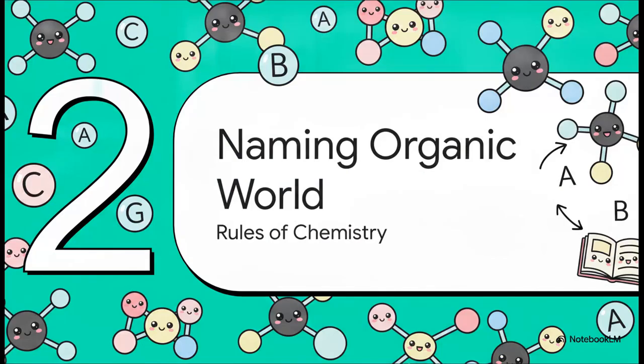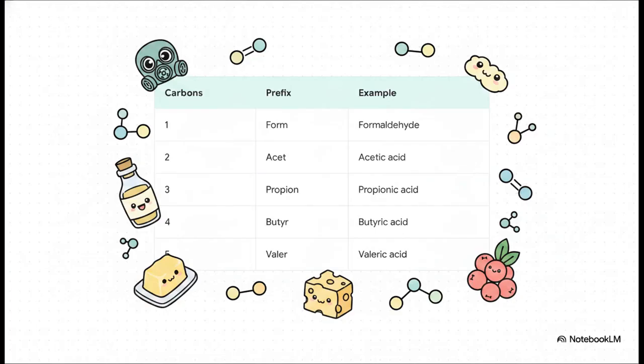Moving right along, Section 2, Naming the Organic World. Now here is a visual cheat sheet straight from our sources. It shows the classic trivial prefixes we use to name carbon chains from 1 to 5 atoms long. In organic chemistry, the name actually tells you exactly how many carbons are in the chain. 1 carbon is form, like formaldehyde. 2 is acet, like the acetic acid you'd find in your kitchen vinegar. 3 is propion, 4 is butyr, and 5 is valer.